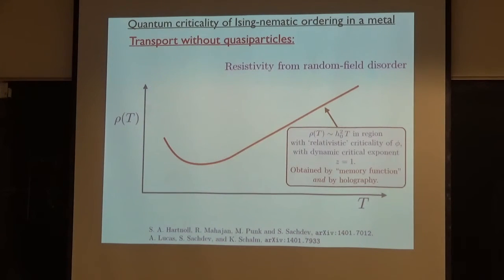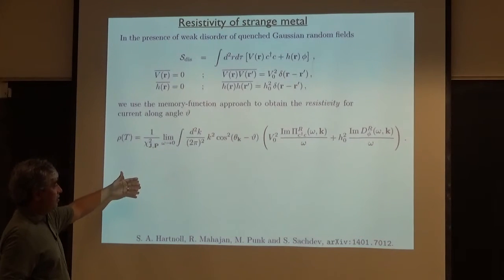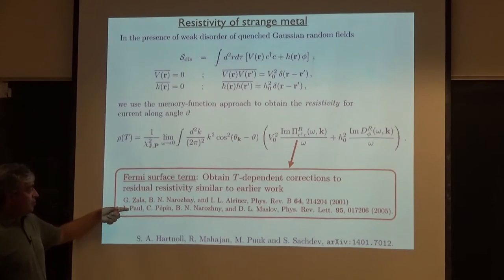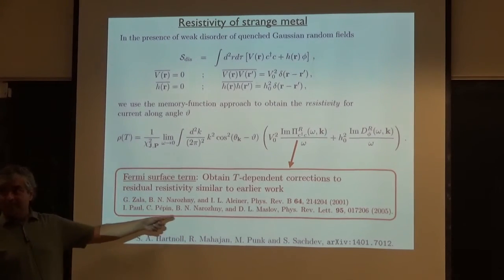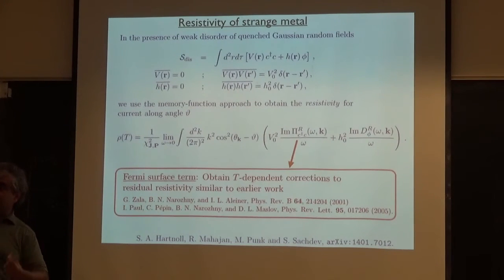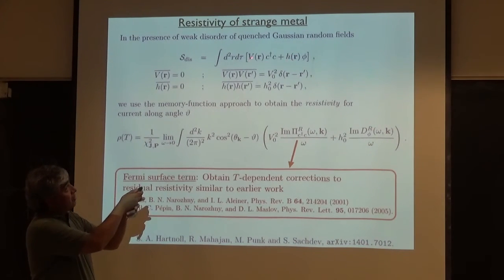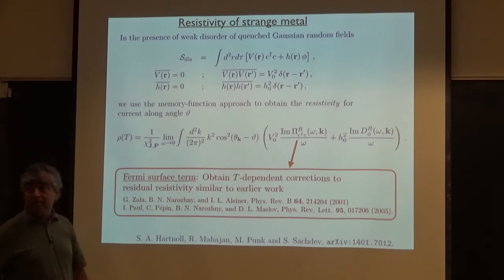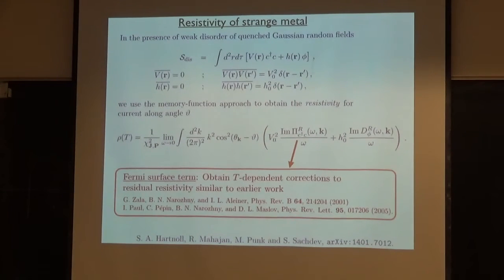So this calculation by Paul, Pépin, Aristov, and Maslov is exactly of the type you say, where they looked at the Altshuler-Aronov corrections near the nematic critical point. And we can reproduce all of their results. But what they omitted was this particular term. They looked at this term. They didn't look at that term. But in general, both terms are present. So it agrees precisely with all of their results.